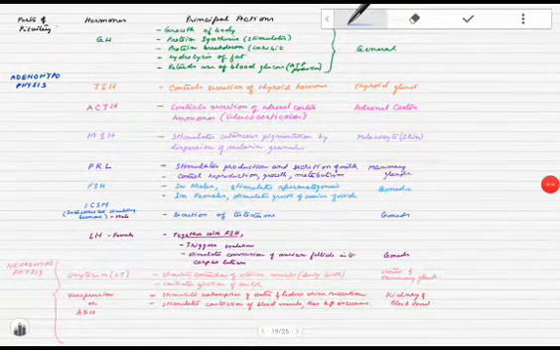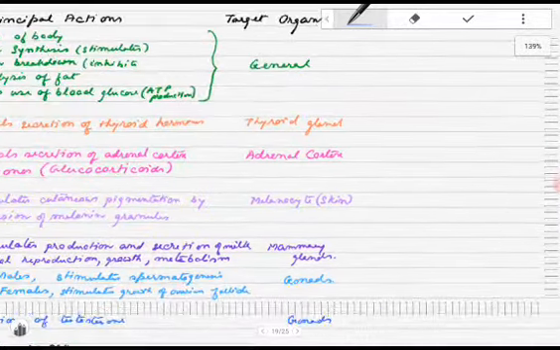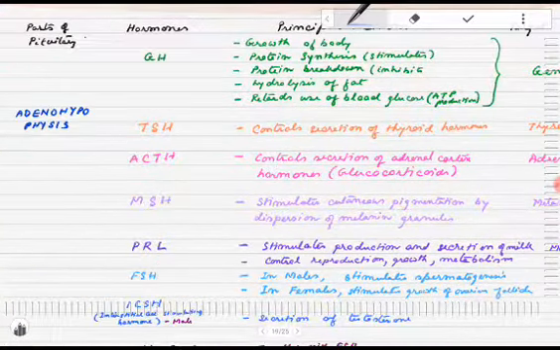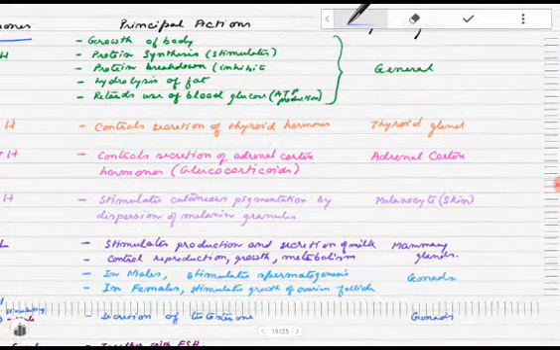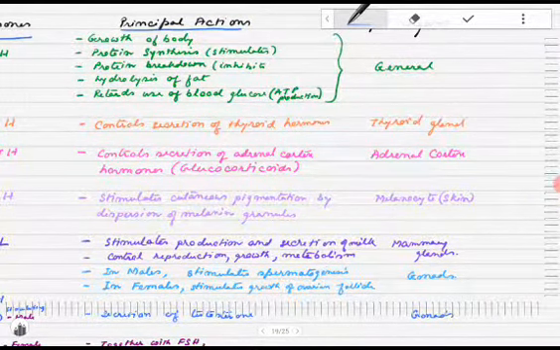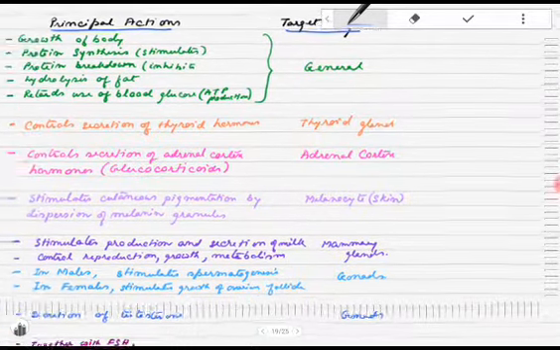Now let us study the hormones of the pituitary. We have divided it into four columns. First, the parts of the pituitary. Next, the hormones they produce. Then, the principal actions they perform, and the target organs, in which organs they act.